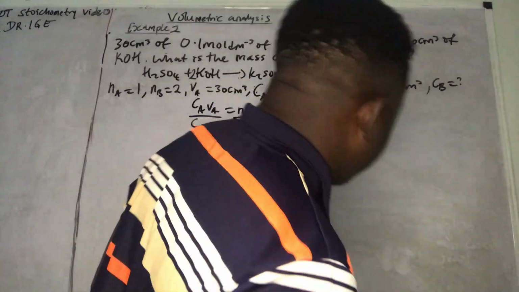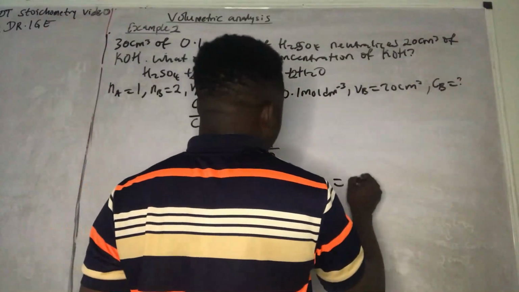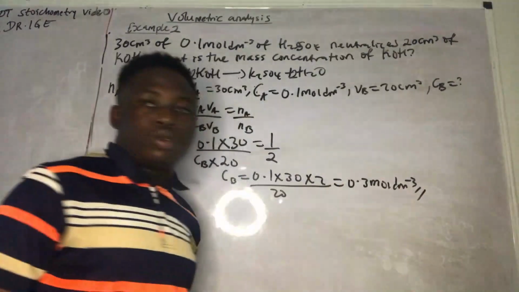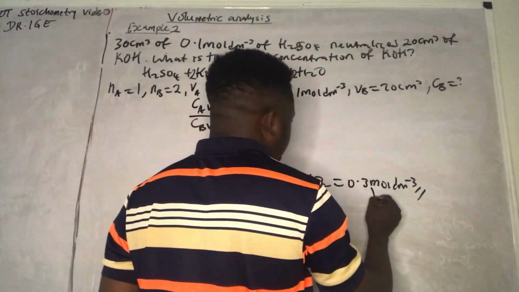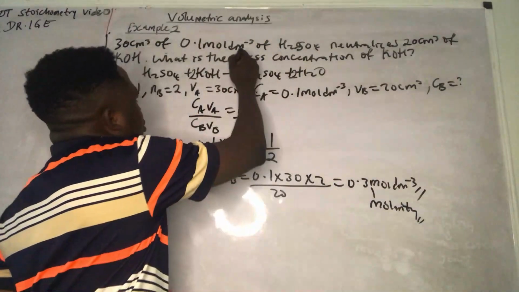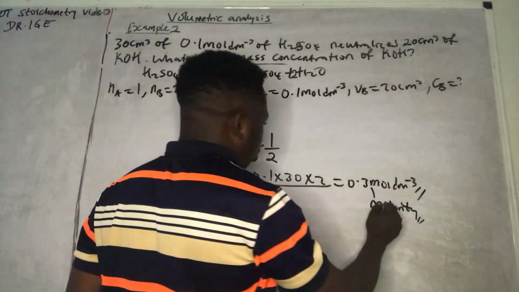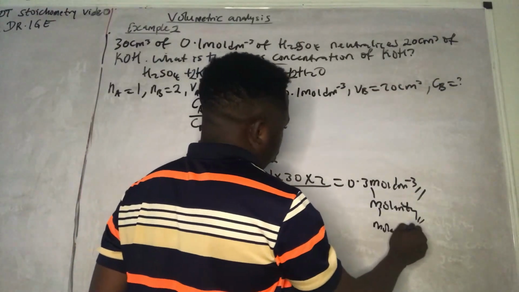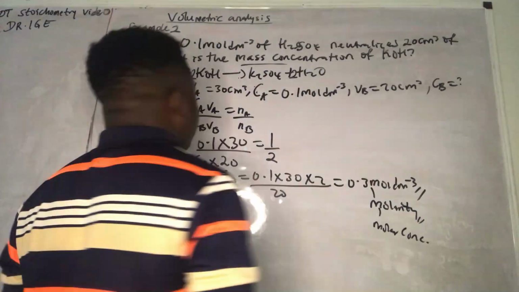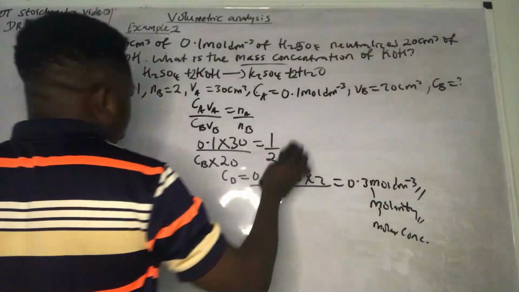So the concentration of the base is what? 0.3 mol/dm³. Now this is what? Molarity. You agree, right? What they ask for is the mass concentration, while this is called the molar concentration. So we have to look for the mass concentration now. Do you understand?